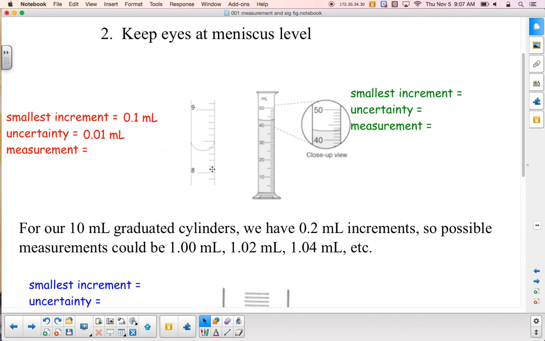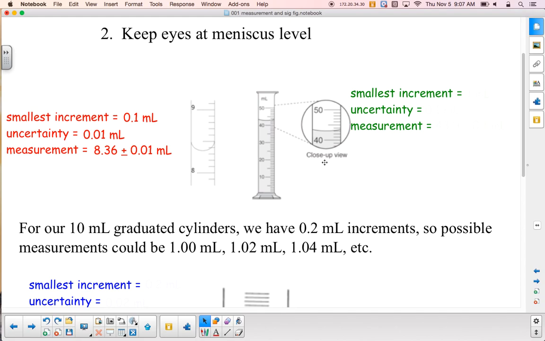and I know for certain that it's 0.1, 0.2, 0.3, so I know 8.3, but not yet 8.4, and I'm going to estimate how far I am between the 8.3 and the 8.4. I think I'm a little past halfway, so I'm going to say that my measurement is 8.36 plus or minus 0.01 milliliters, which means that I believe my volume to be somewhere between 8.35 and 8.37 milliliters.